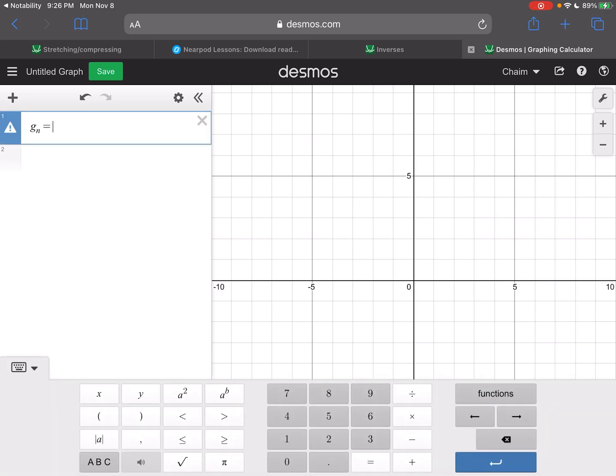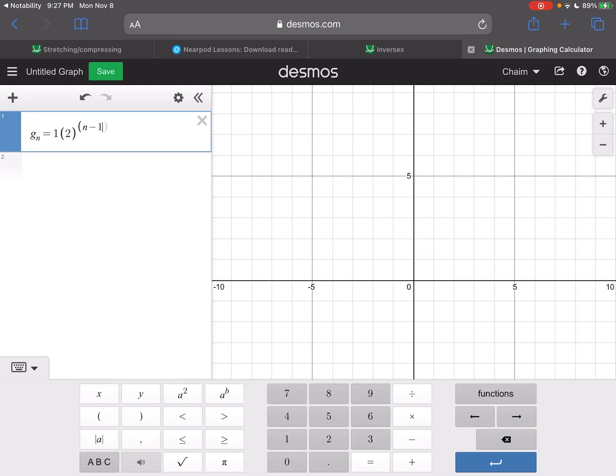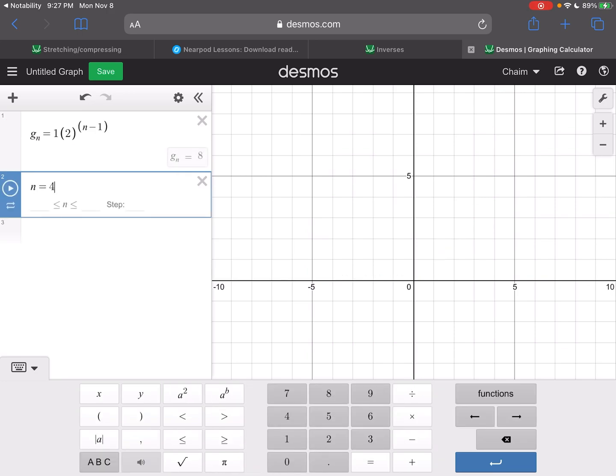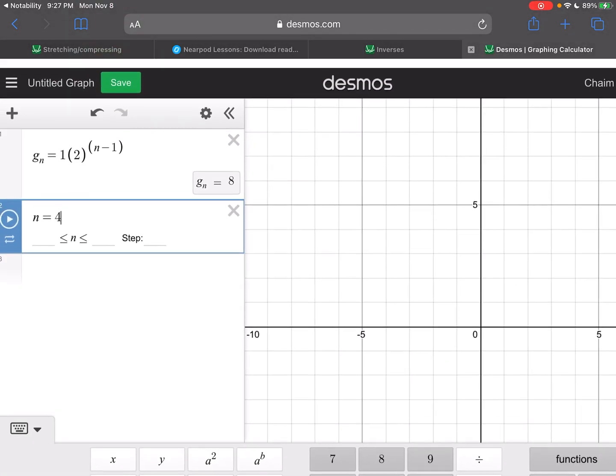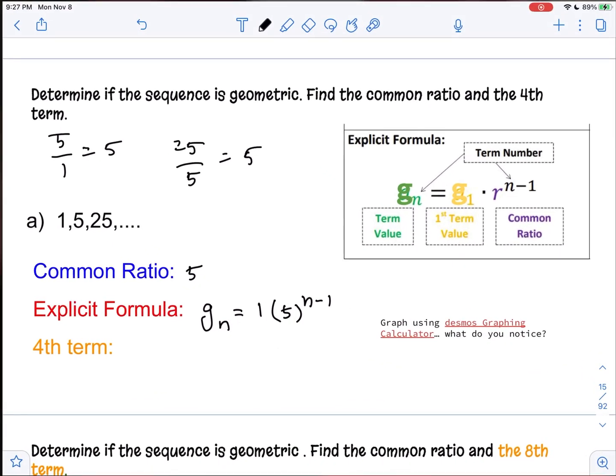You're going to say that's equal to 1 times 2 to the, make sure you do parentheses, n minus 1 power. And then they want the fourth term in this case. So you're going to say, hey, n equals 4. And it's going to tell you g of n equals 8. So the fourth term in this sequence is 8. Bam.